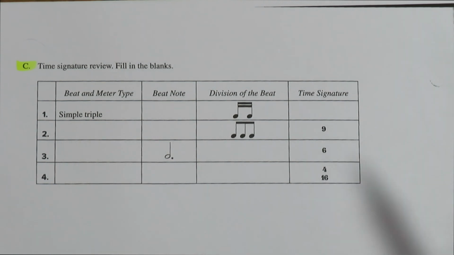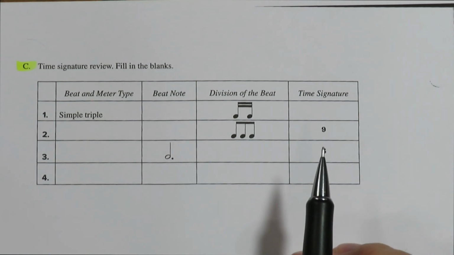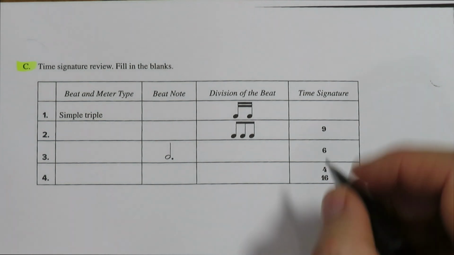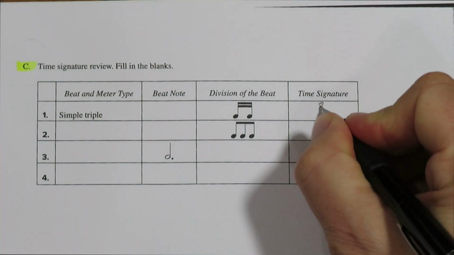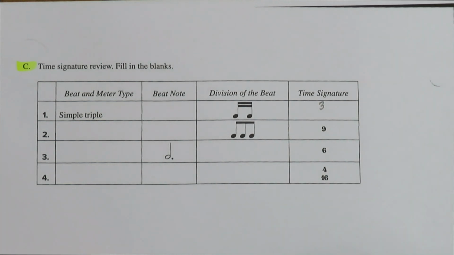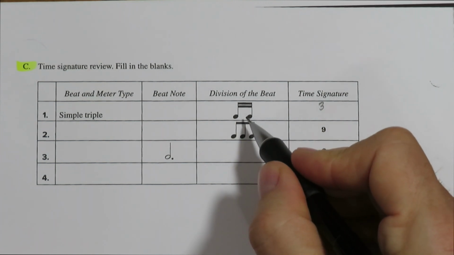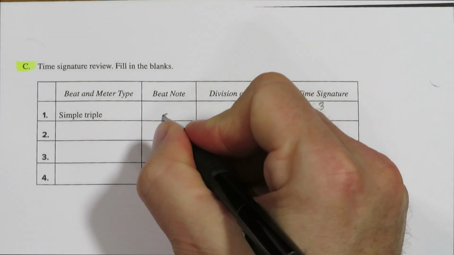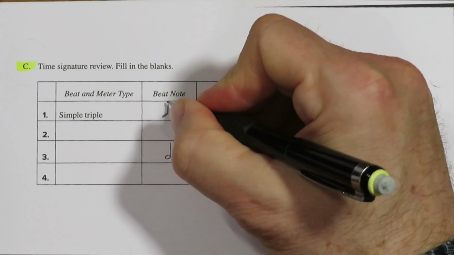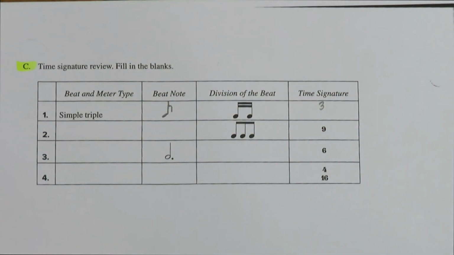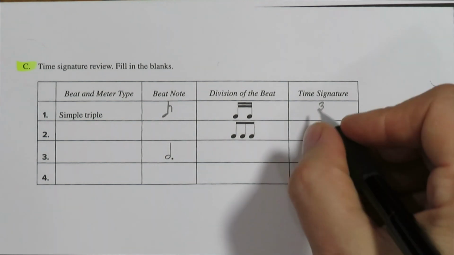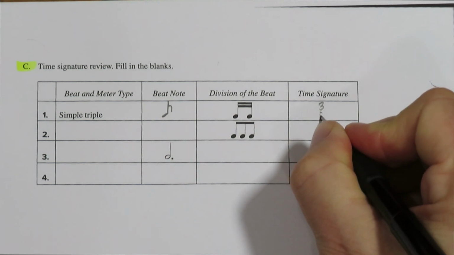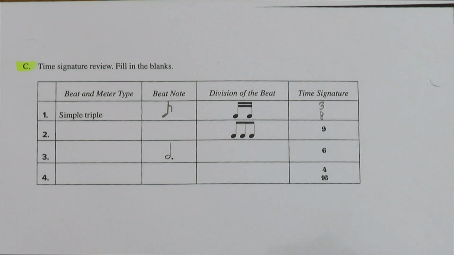So it's simple triple. Okay, so we know we're going to have a 3 up here. All right. Now the division, this is the beat division, so 2 16th notes equals 1 eighth note. So that's our beat note. And if an eighth note is our beat note, then it's 3/8. Okay.